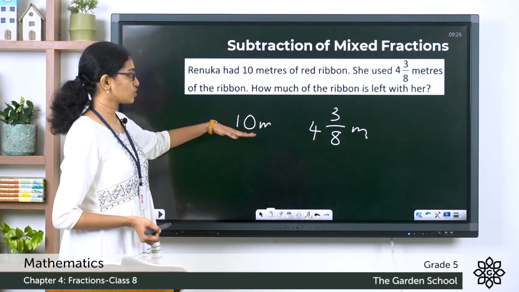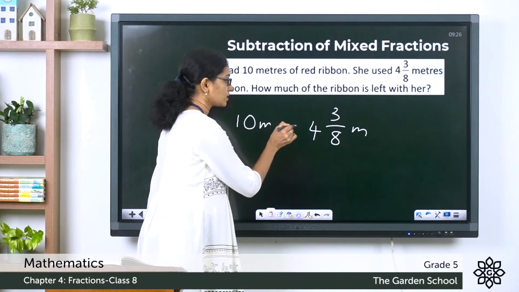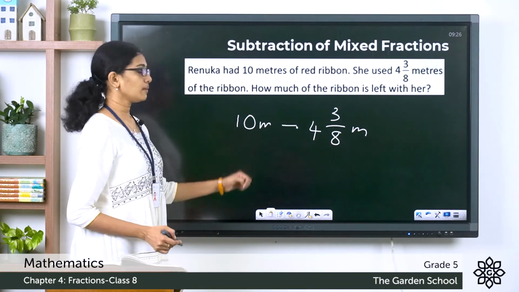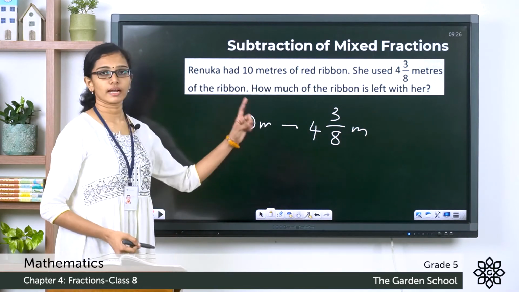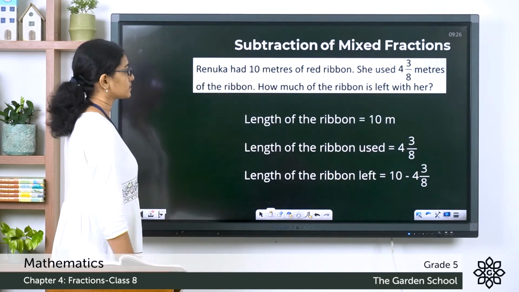So she had this much in the beginning and she used this much. How would we find out how much is left? We just subtract the amount she used from the total amount she had. So it is 10 meters minus 4 and 3 by 8 meters. Now let's write the proper steps.